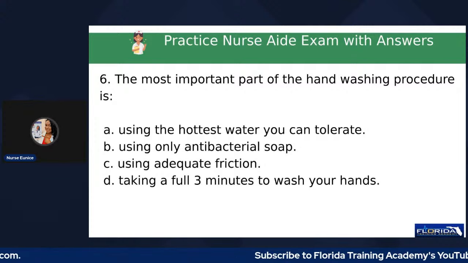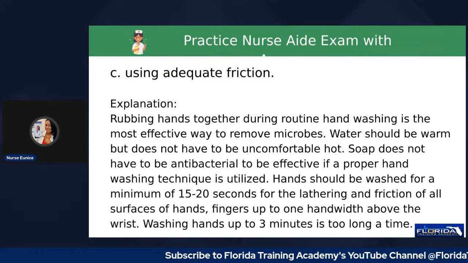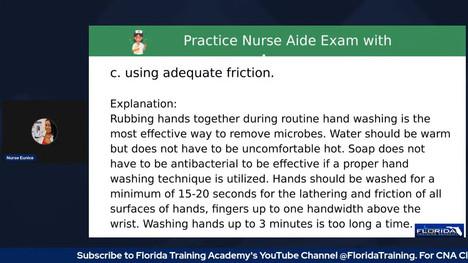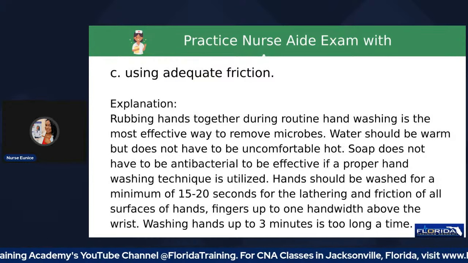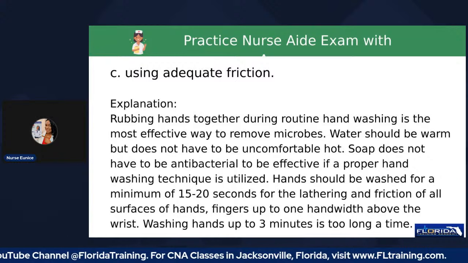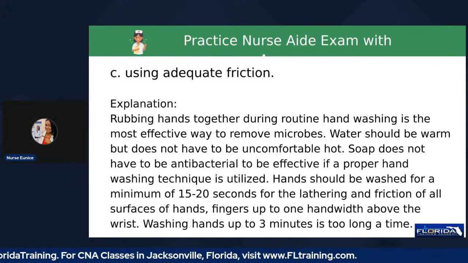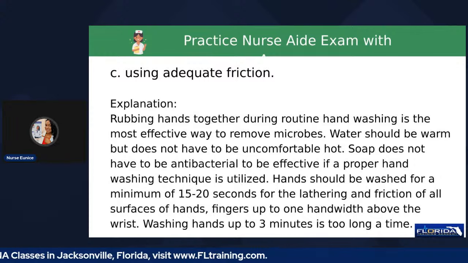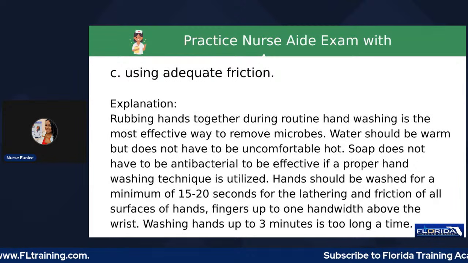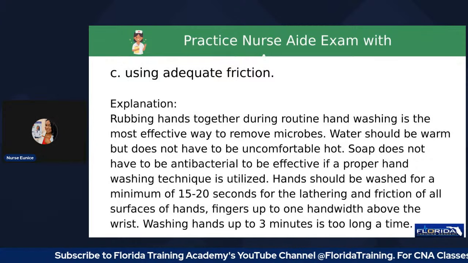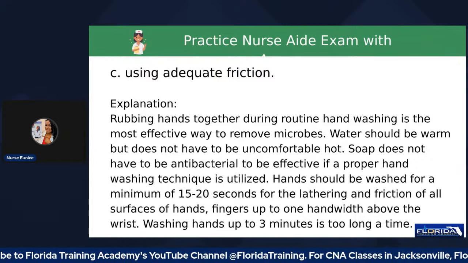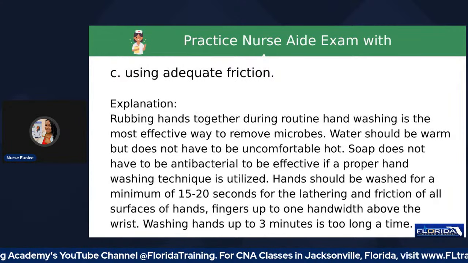So everybody, the answer is C as in cat, using adequate friction. And here's the explanation. Rubbing hands together during routine hand washing is the most effective way to remove microbes. Water should be warm but not uncomfortably hot. Soap does not have to be antibacterial to be effective if proper hand washing is utilized. And then according to the CDC, the Centers for Disease Control, hands should only be washed for a minimum of 15 to 20 seconds. So washing your hands for 3 minutes was far too long. Very good.